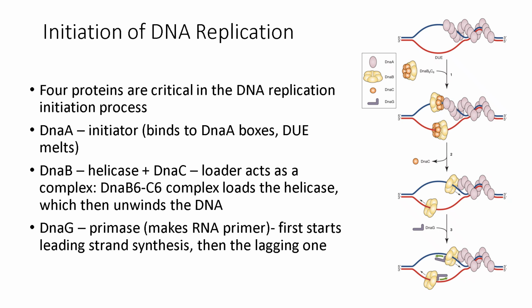4 proteins are essential for replication initiation. DnaA binds to DnaA boxes and melts the DUE region. The DnaB helicase, assisted by DnaC loader, unwinds DNA. DnaG primase synthesizes RNA primers to start replication, first on the leading strand and then the lagging strand.